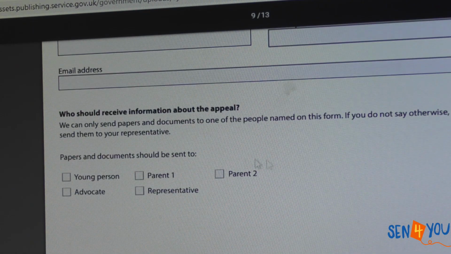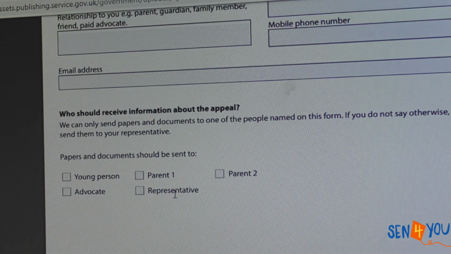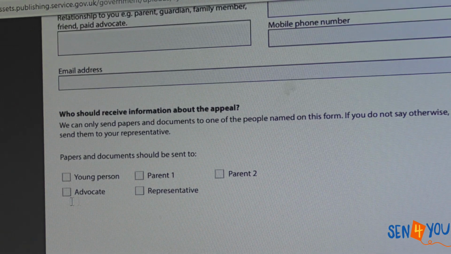Now, what you do have to decide is who's going to get all the paperwork and deal with correspondence from the tribunal, and that enables you to do that in these boxes here. So if you're legally represented, your representative would get everything generally, and they would manage the appeal on your behalf. However, if they're not acting for you, if you've not got a lawyer acting for you, then it would obviously be parent 1 or parent 2 or the young person.